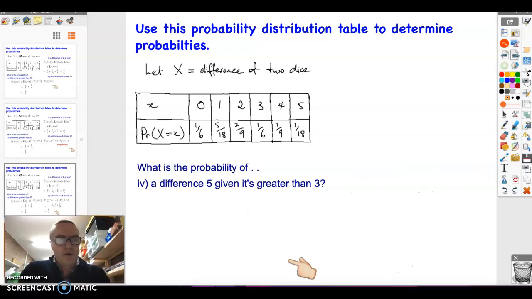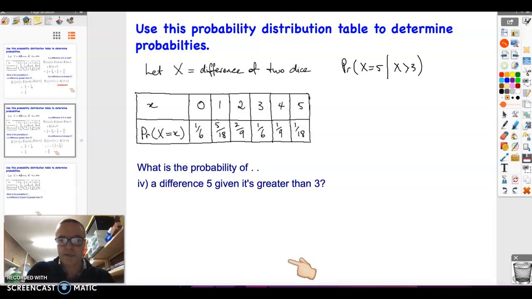This is the last question we're going to look at for this distribution, for this lesson in fact. It's a conditional probability. So what is the probability of a difference of 5 given that it's greater than 3? There might be a common sense approach to using this, but I would like to show the expression using the formula for conditional probability. So you can see here I've expressed the probability the way that the question stated. What's the probability that x equals 5 given that x is greater than 3?